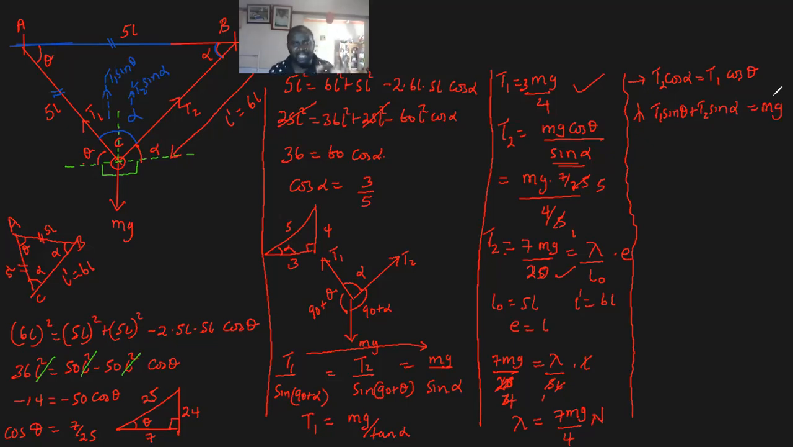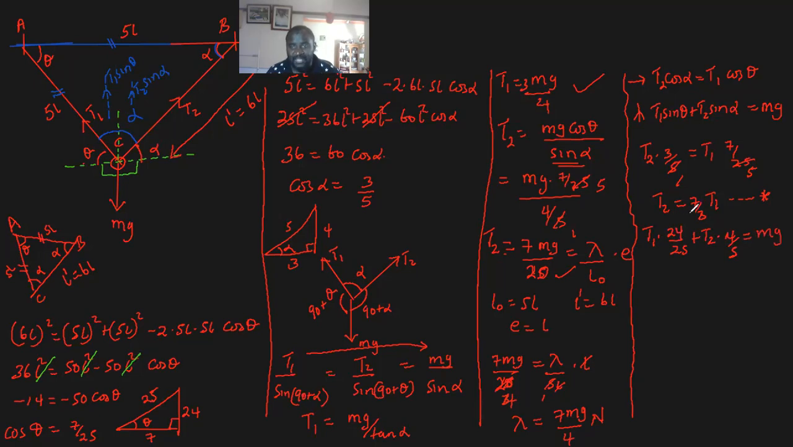Now, if your algebra is poor, your world has come to an end. Why? Because you need to substitute carefully that T2 cos alpha, which is 3 out of 5, is equal to T1 cos theta, which is 7 out of 25. By 5 once, by 5, 5. You see that T2 is actually 7 out of 3 T1. Yes, new equation star. Then the second one, T1 sine of theta is 24 out of 25, plus T2 sine of alpha is 4 out of 5. It will give us mg.